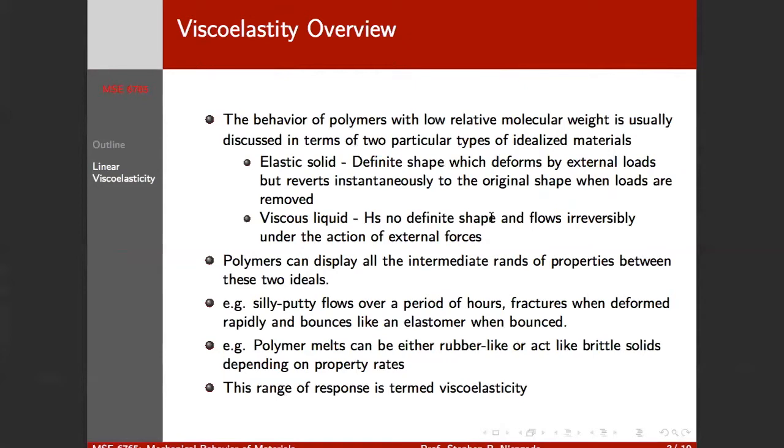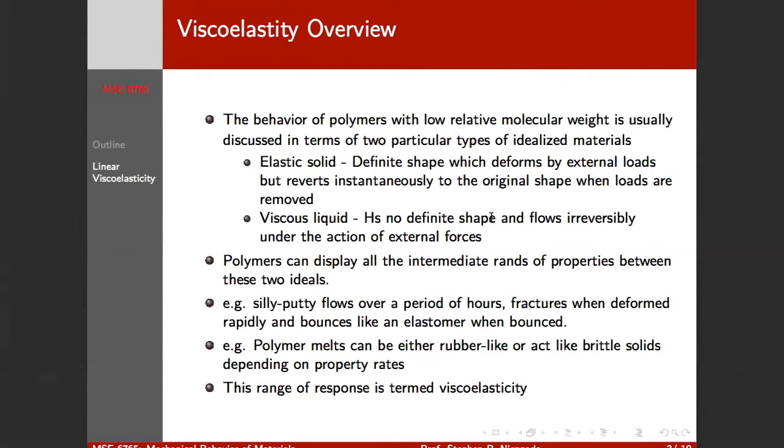We say it basically falls somewhere between two other idealized cases. The elastic solid, which we spent a lot of time talking about, deforms by external loads, but reverts instantaneously to the original shape when the loads are removed. Or a pure viscous liquid, which flows irreversibly under the action of any shear force. A viscous liquid is unable to withstand any shear force without permanent flow. So we have something somewhere in between the two of these.